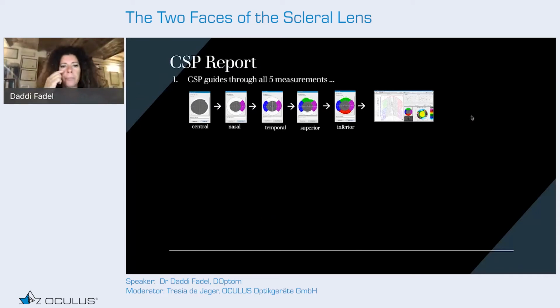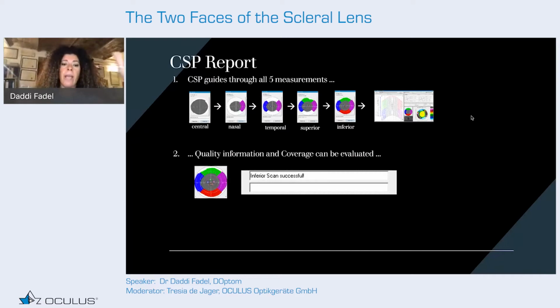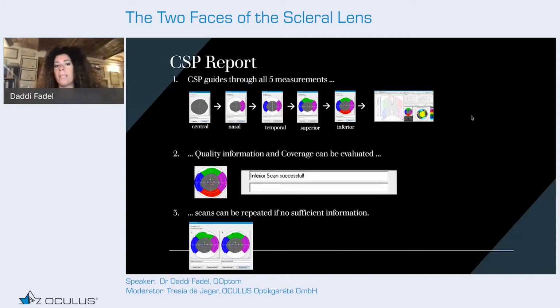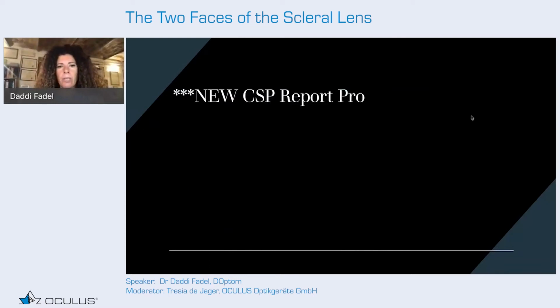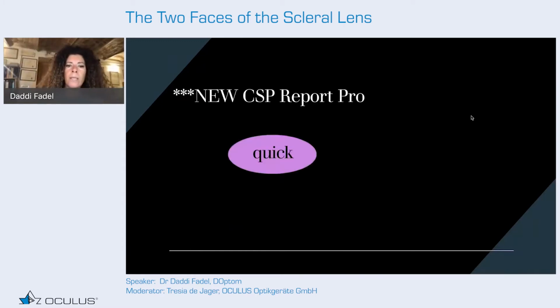In some patients, you can see the lower eyelid covering a part of the eye and also the limbus. So in these cases, you need to open the inferior eyelid as wide as the upper lid for the superior scan. If the scan is okay, the software informs you about a successful scan. Otherwise, you may repeat it if there is any error or if you think that there is not enough coverage of the eye. While the CSP report consists of 5 scans, the Pro version is only 1 scan.